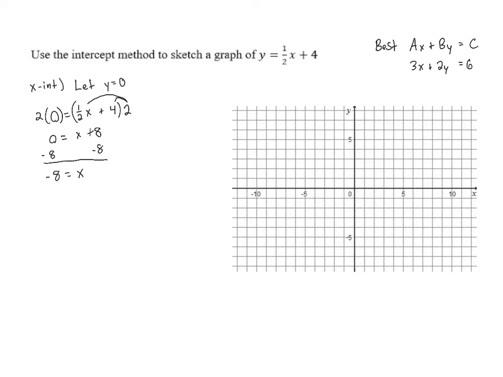So we have our x-intercept. It is -8. So on the x-axis, I go to the left 8 all the way to -8, and I plot my point there.